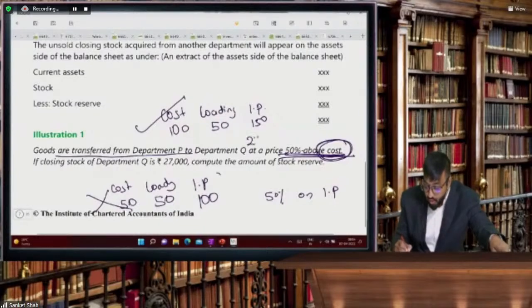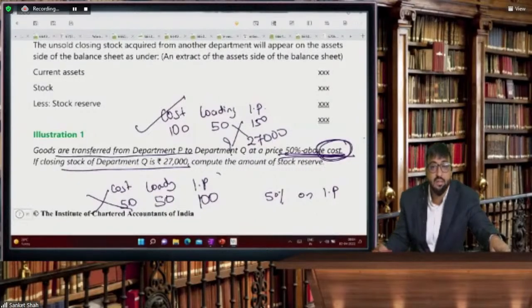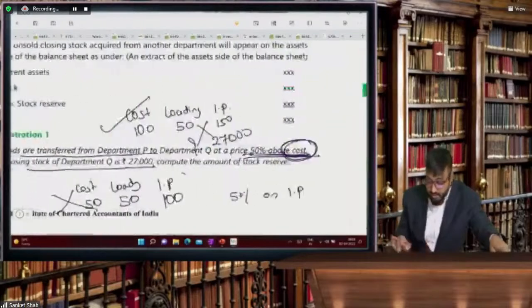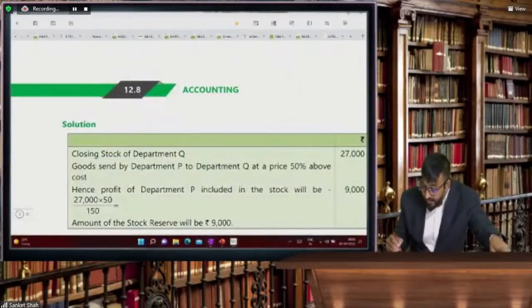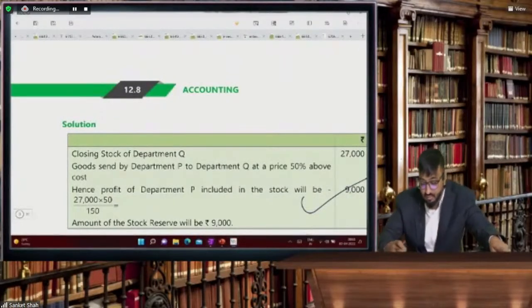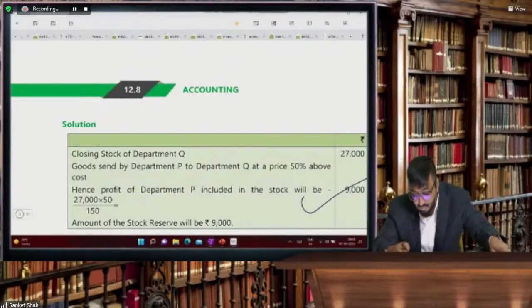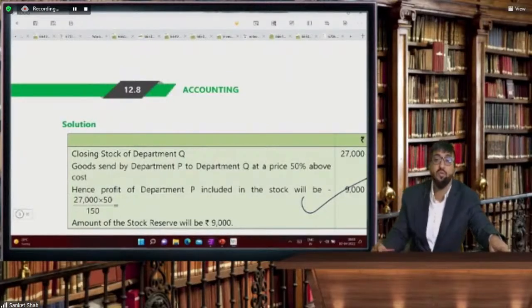department Q includes 27,000 closing stock. Oh. So answer is 27,000 into 50 upon 150. Let's check the answer. 9,000 is the answer. 9,000. Yay! 9,000. Yes. 9,000 is a profit.